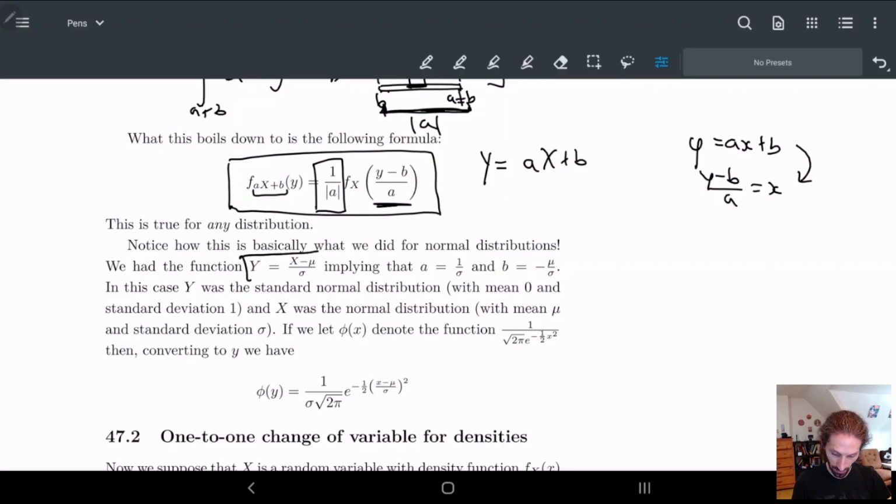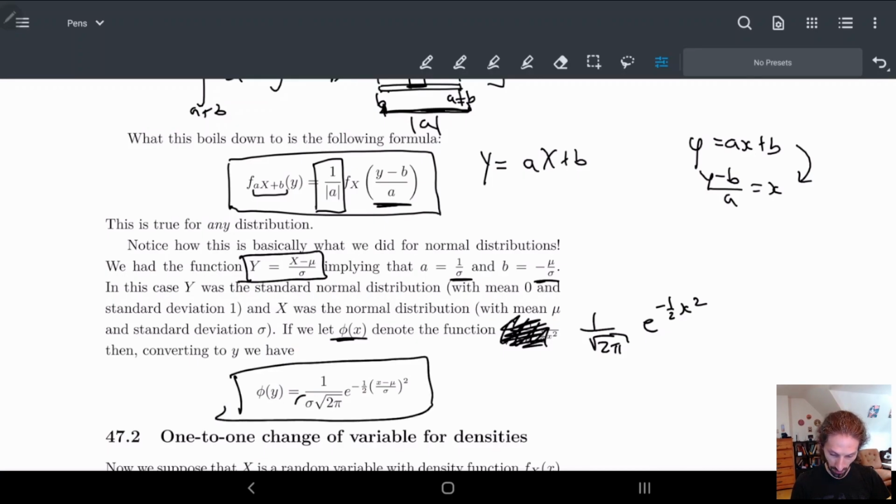So if I had this equation, we have a is equal to 1 over sigma, b is equal to minus mu over sigma, and we just plugged it in, right? And that basically gave us our formula. And it basically converted our phi of x. Oh, this is wrong. This is 1 over root 2 pi e to the minus 1/2 x squared. And then using this conversion is how we get this formula. So this is why we get this 1 over sigma in front, because we're multiplying by the 1 over a here. Oh, sorry, this is wrong too. A is sigma and b is mu.